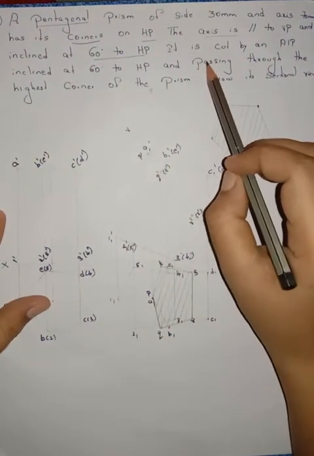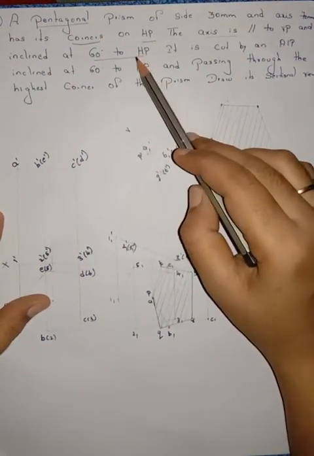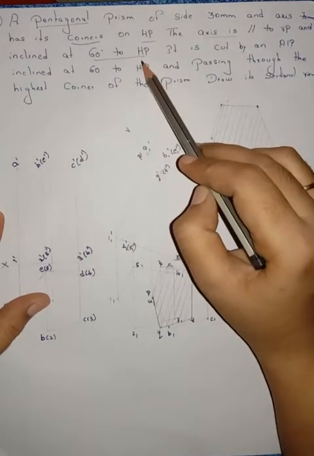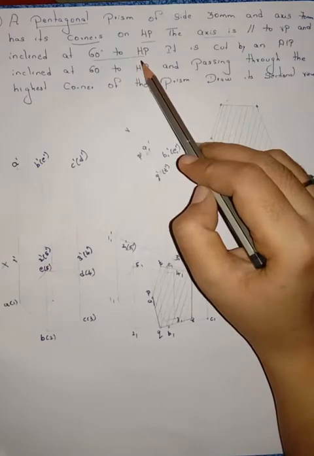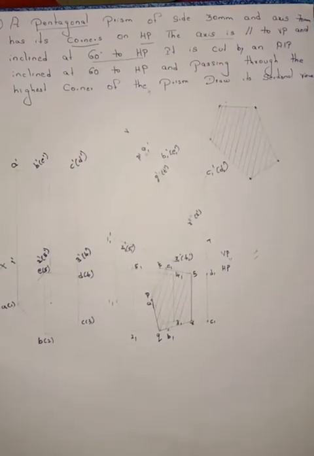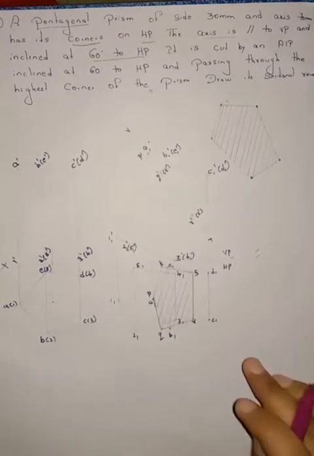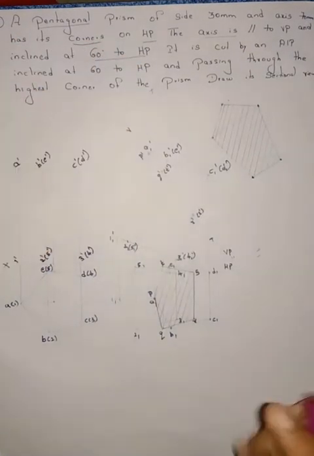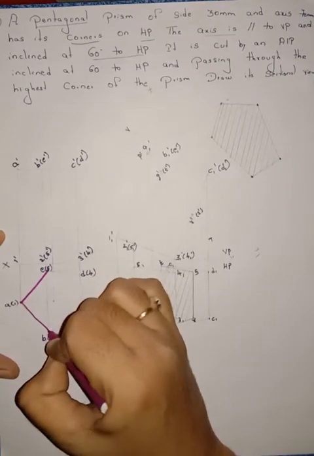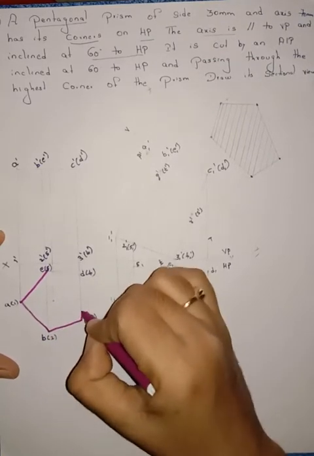Second part, this is the sectional plane. So first we will solve the first part of the question. How many positions do you have to draw? They mentioned only one angle. If they mention only one angle, you have to draw two positions, right? So start here, pentagon corner on HP.